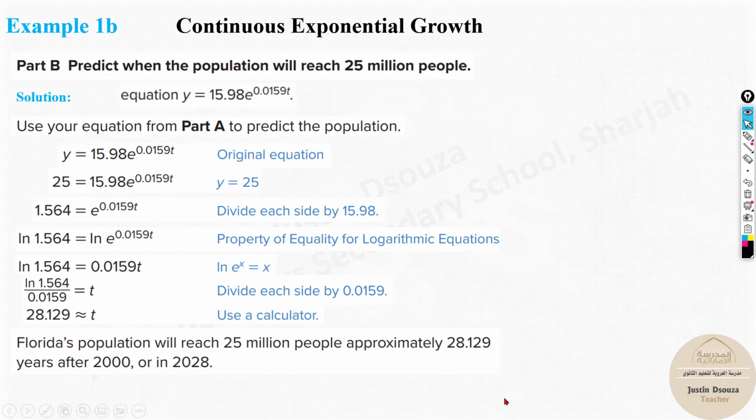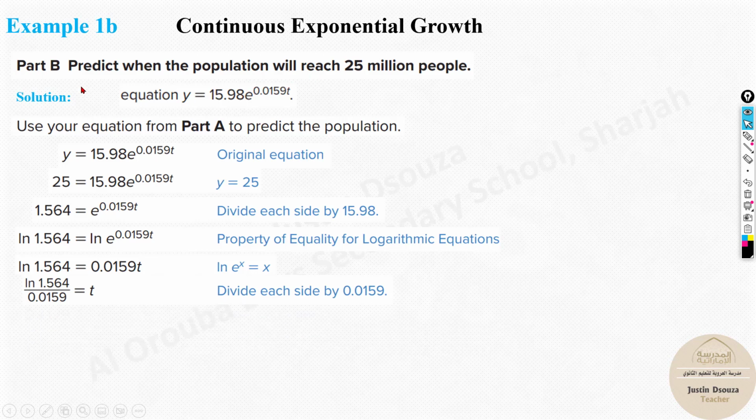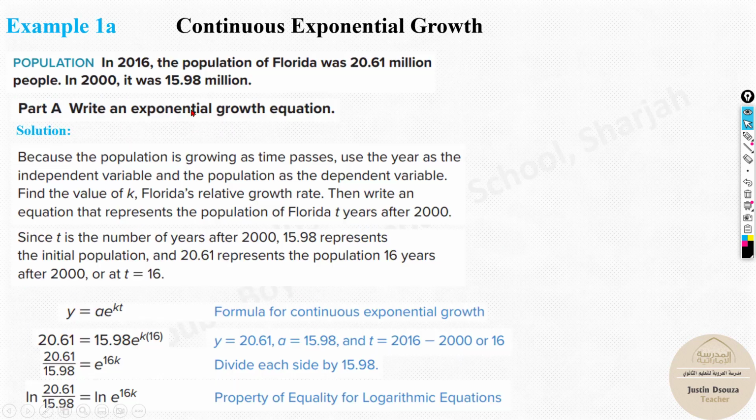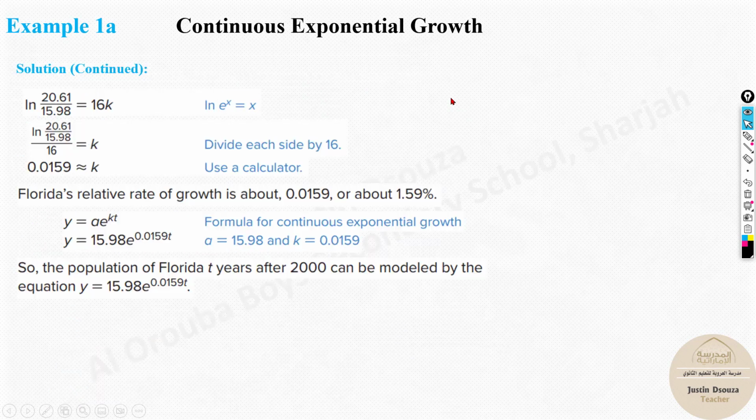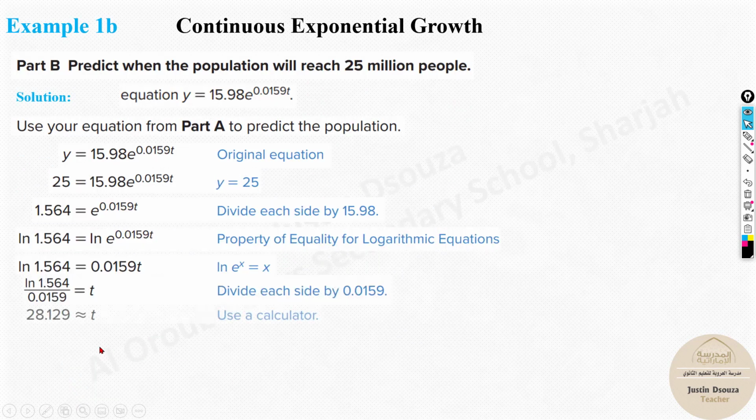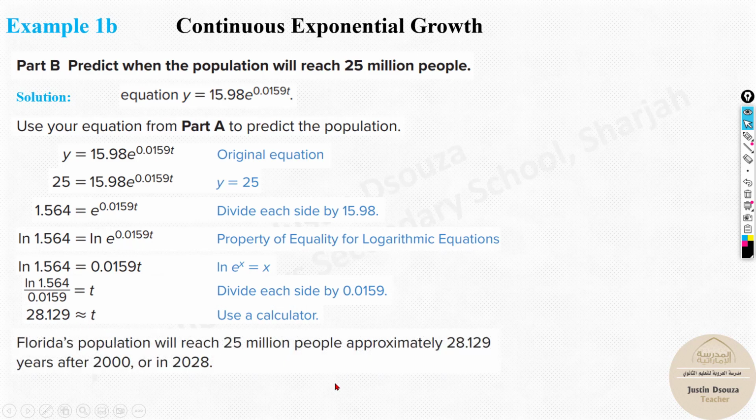Now where is 28.1 years? Now how many years from 2000? It'll be 2028. So the population over here, let's just go back to the question one second. Florida's population in 2016 was growing to 20.61, right? But in 2028 it would reach 25 million if it was growing at a constant rate. So that is the thing. So that's what we found in part B, 28.129, and that means it'll be 2028. That is when it will reach 25 million.